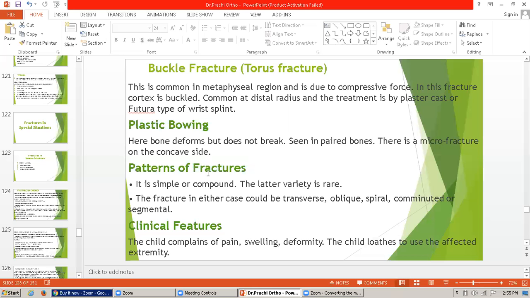In the pattern of the fracture, it is simple or compound, the latter variety is rare, and the fracture in either case could be transverse, oblique, spiral, comminuted or segmental. Clinical features are pain, swelling, deformity. The child refuses to use the affected extremity.